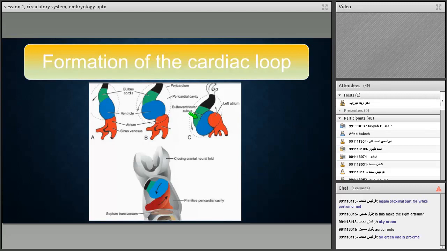So we can see that the blue portion is the left ventricle. The general sentence for that is: the primitive ventricle in the heart tube is forming the left ventricle, and the proximal third of the bulbus cordis is forming the right ventricle, the trabeculated part of the right ventricle.